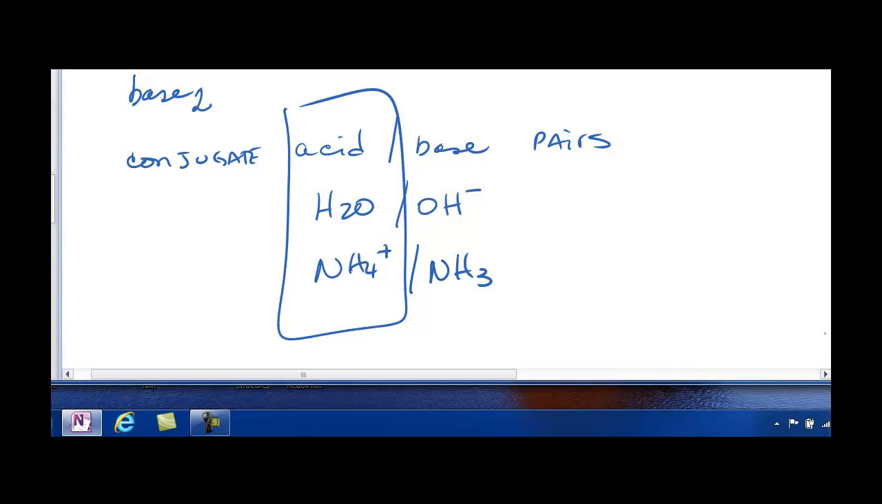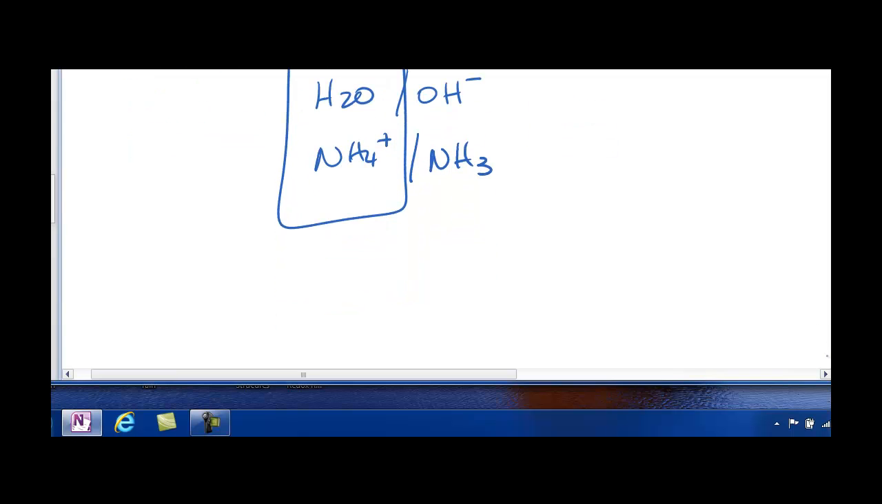Let's say I have phosphoric acid. I won't write the equation, I'm just going to add it here. Phosphoric acid. What's the formula for phosphoric acid? H3PO4. That's an acid. What would be its conjugate base?